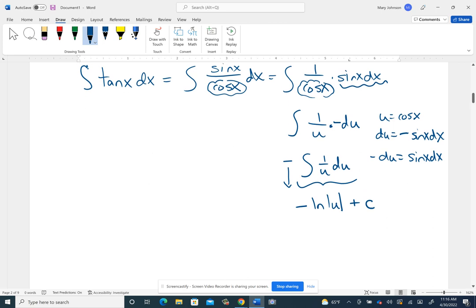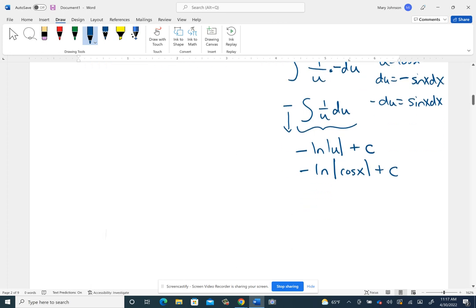And then I'm going to put my u back in, and my u was cosine x plus c. So that's why the rule on those trigonometric ones involves natural log: those are the trig functions that have denominators that are ratios of things. You'll wind up having to use natural log in the rule. Okay. All right. Now I can show you secant x as well.